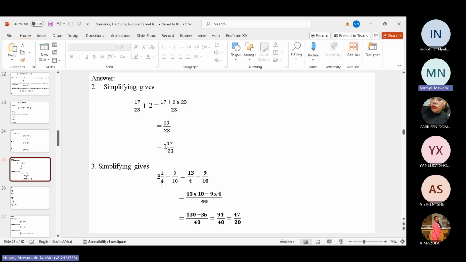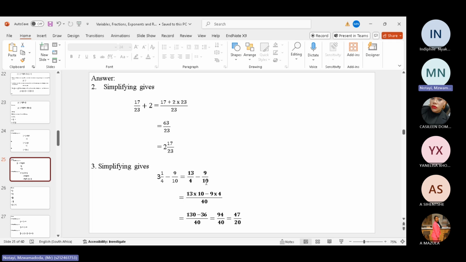Okay, the first thing would be to convert the mixed fraction into the improper fraction. You say 4 times 3 plus 1. 4 times 3 plus 1 gives you 13 divided by 4. You're keeping the denominator. That's how you convert from a mixed fraction to an improper fraction. So you multiply the denominator by the whole number and then you add the numerator. But you keep the denominator the same. So 4 times 3 plus 1 is equal to 13 divided by 4 minus 9 over 10.